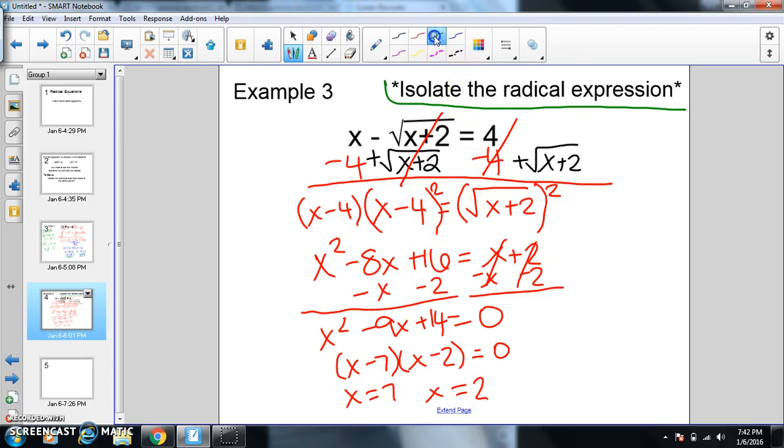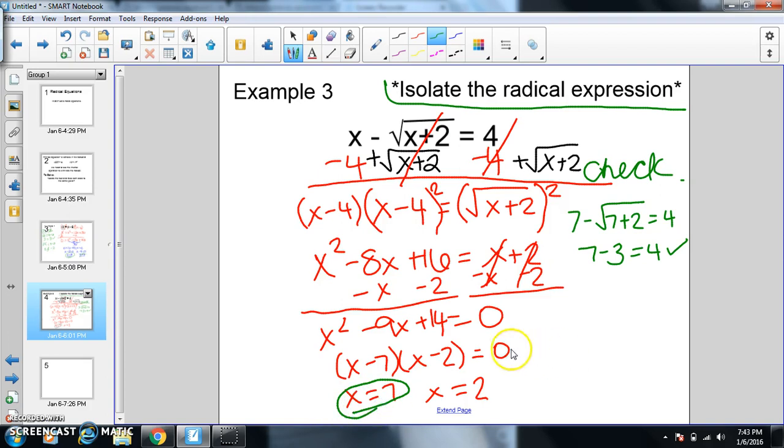Last step, check. I'm going in green for the check. First 7. 7 minus the square root of 7 plus 2 is equal to 4. 7 plus 2 is 9. The square root of 9 is 3. 7 minus 3 is equal to 4. Check. So x is equal to 7 is one of our solutions.